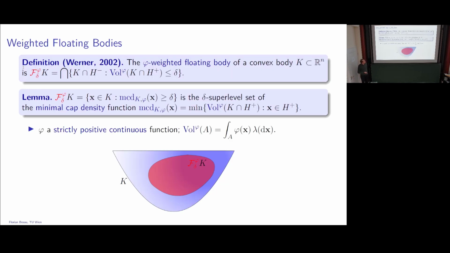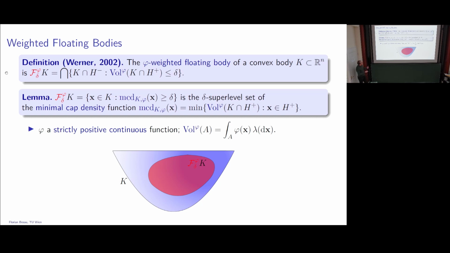Okay. Now, the next step for us was to generalize floating bodies to weighted floating bodies. And the idea here is to use weighted floating bodies to replace the Euclidean structure of the space with some non-Euclidean structure. Okay, so what are weighted floating bodies? Well, you can just take some continuous weight function and replace the volume measure with these weighted volumes. And in the same way as before, you can just cut off caps with weighted volume delta, and you obtain again some convex body inside that converges in Hausdorff metric.